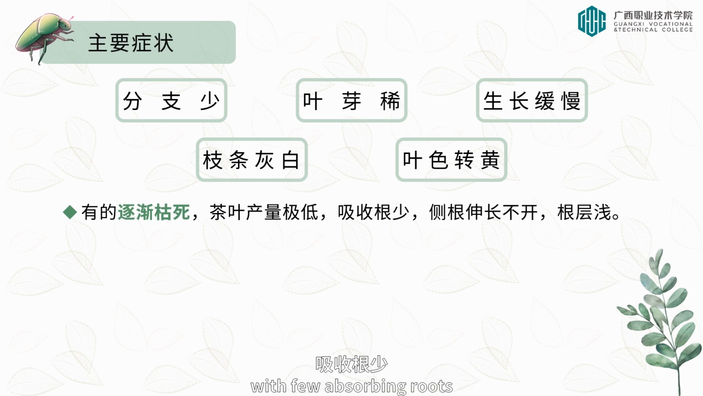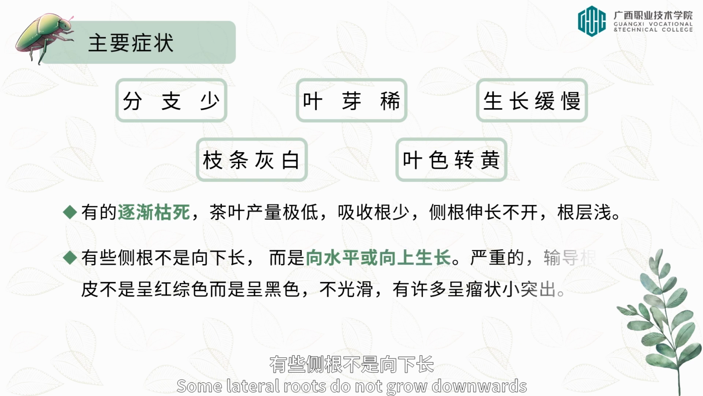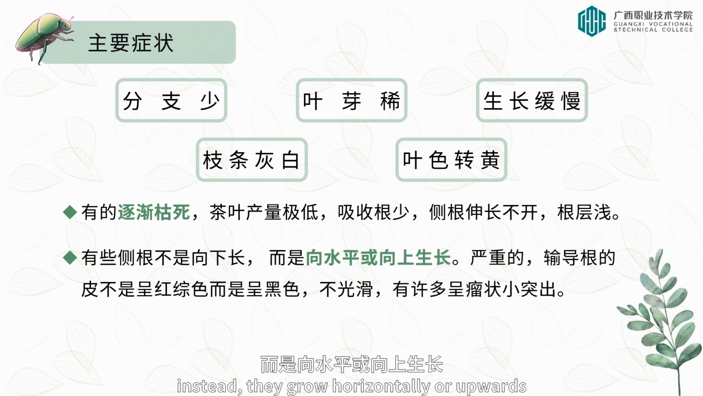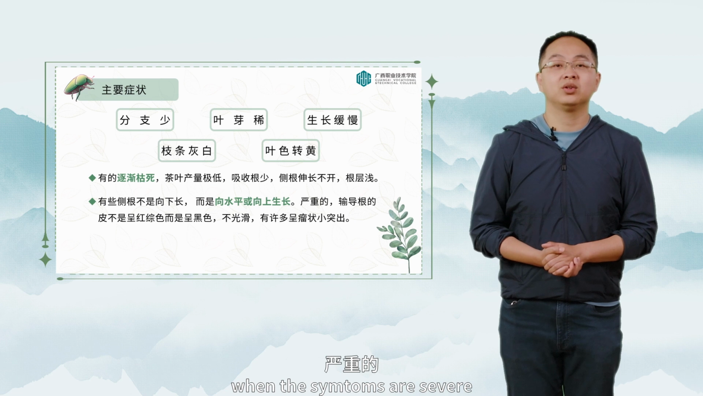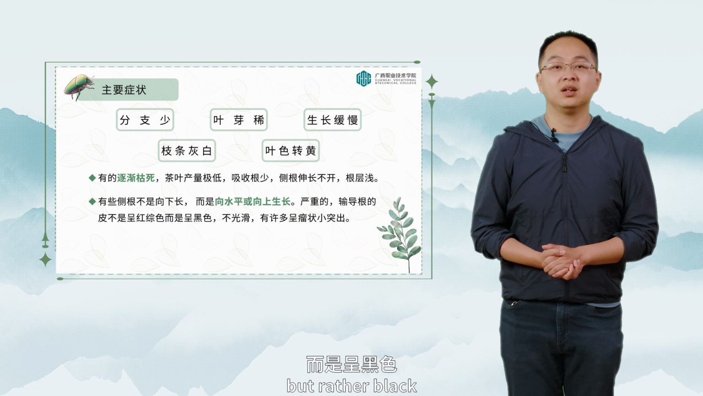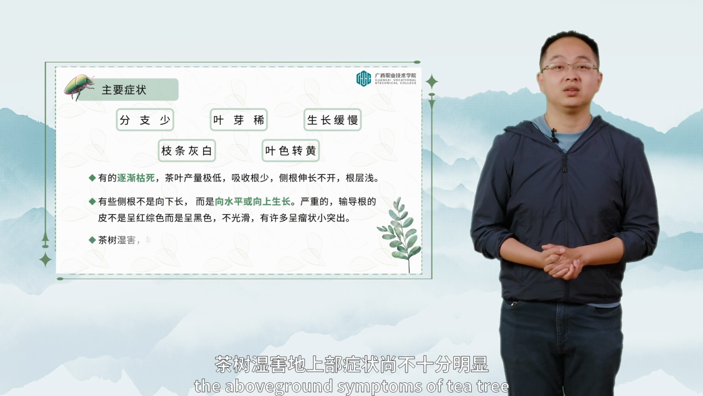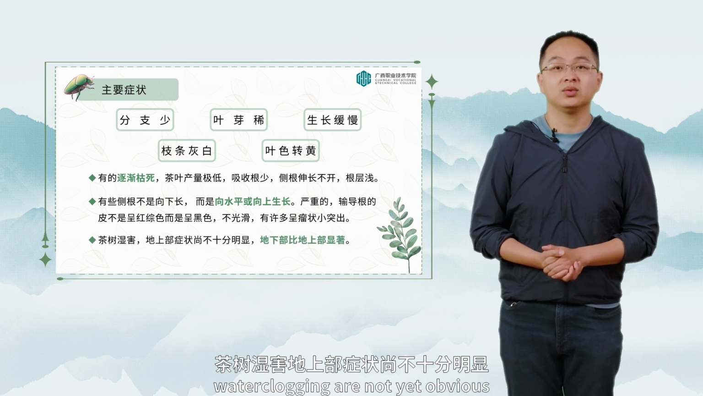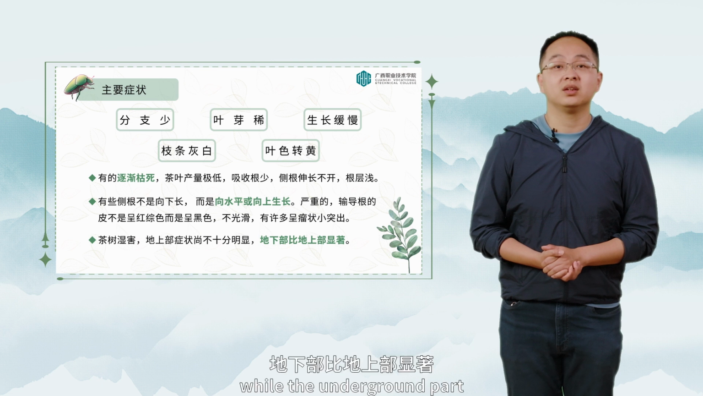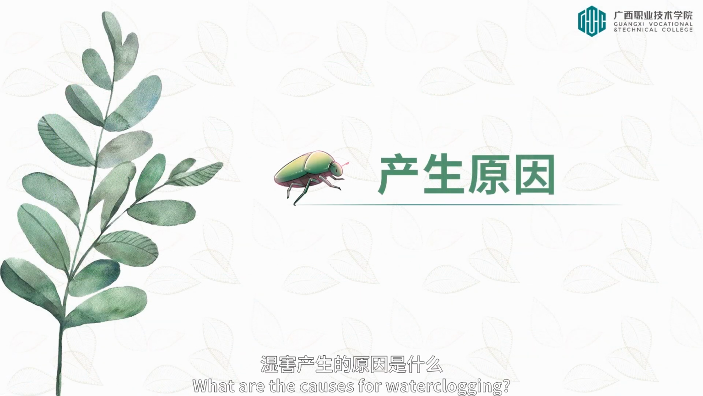With few absorbing roots, the lateral roots cannot extend, leaving a shallow root layer. Some lateral roots do not grow downwards. Instead, they grow horizontally or upwards. When the symptoms are severe, the skin on conduction roots is not reddish-brown, but rather black, rough, with many warty protrusions. The above-ground symptoms of tea tree waterlogging are not yet obvious, while the underground symptoms are more obvious than the above-ground ones.